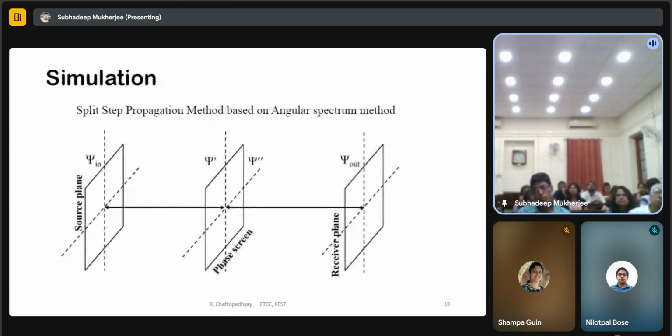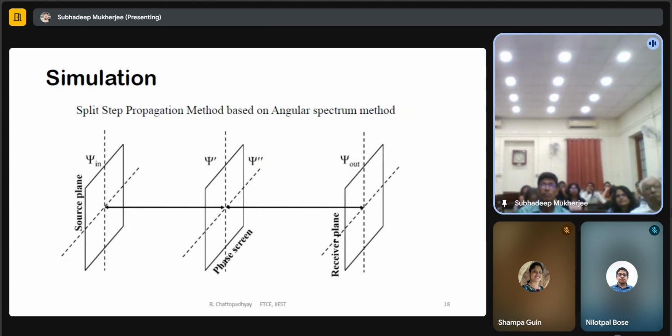Now there is not much experimental data available, so we had to devise our simulations to take the data and do the analysis. So this is the basic simulation setup that we have taken. This is called the split step propagation method using the angular spectrum. So what we do is take the input waveform, and it can be anything.